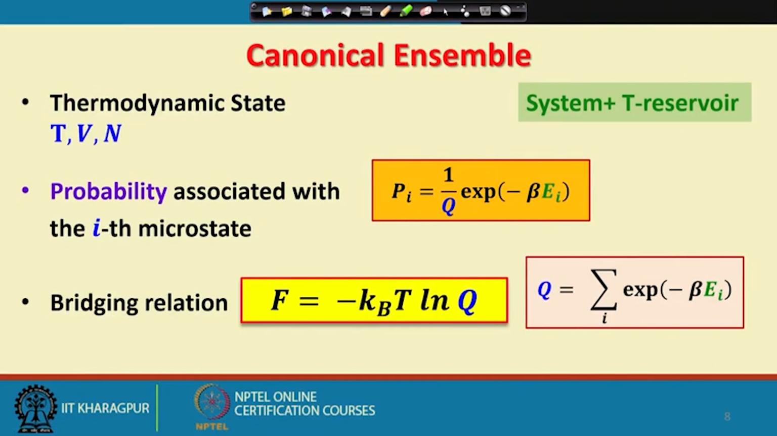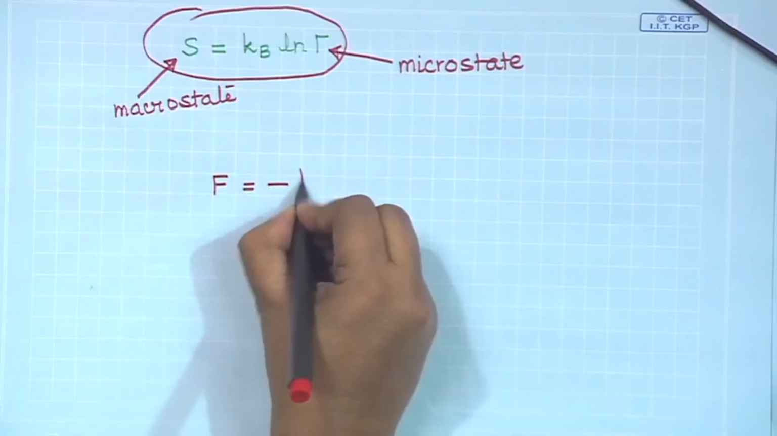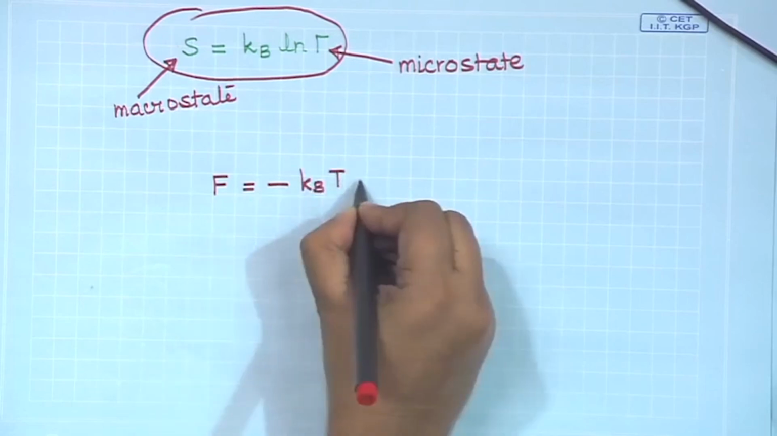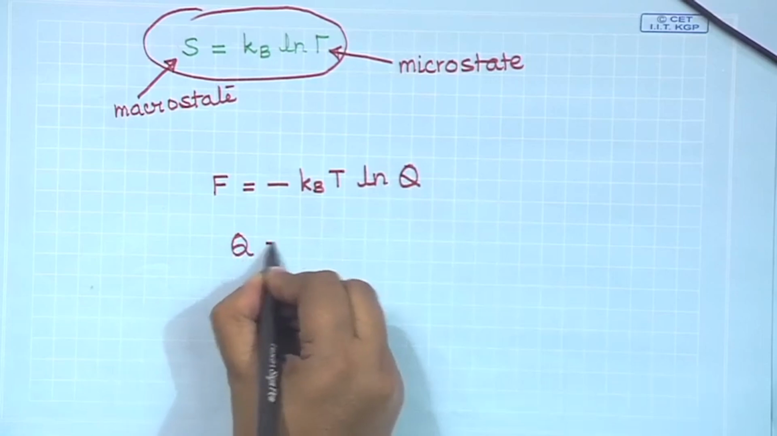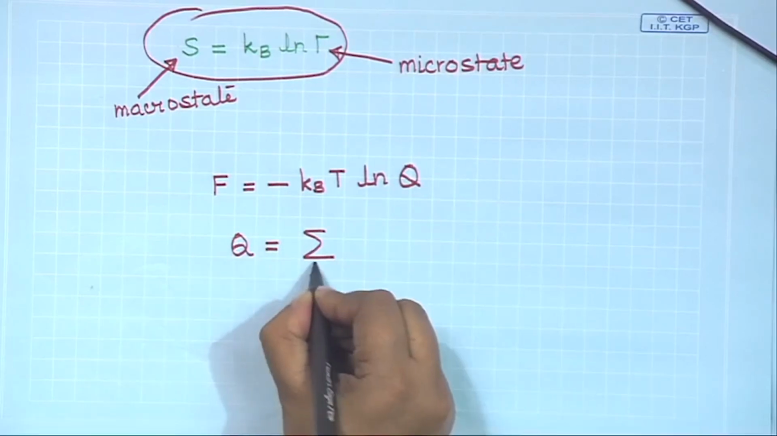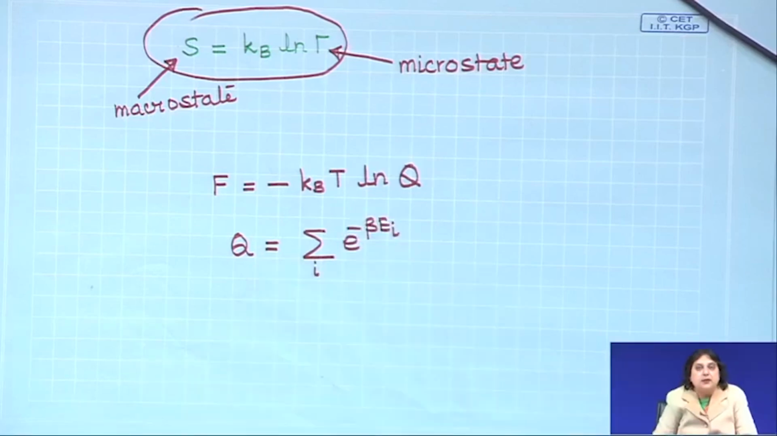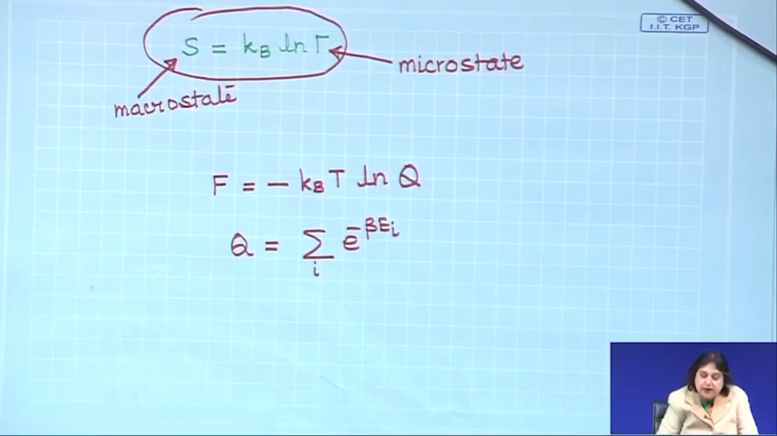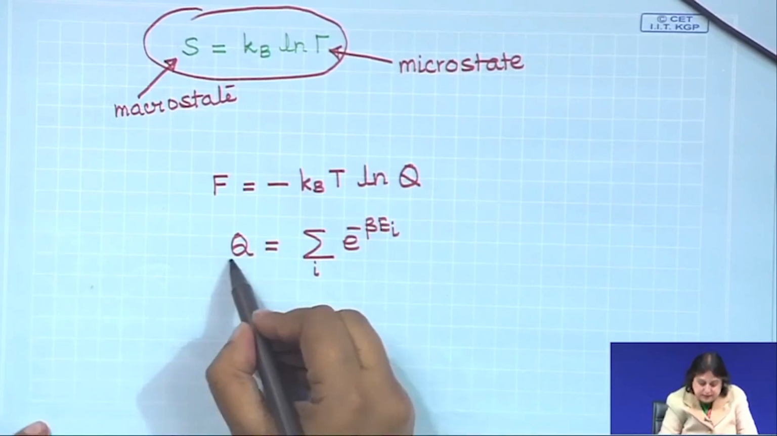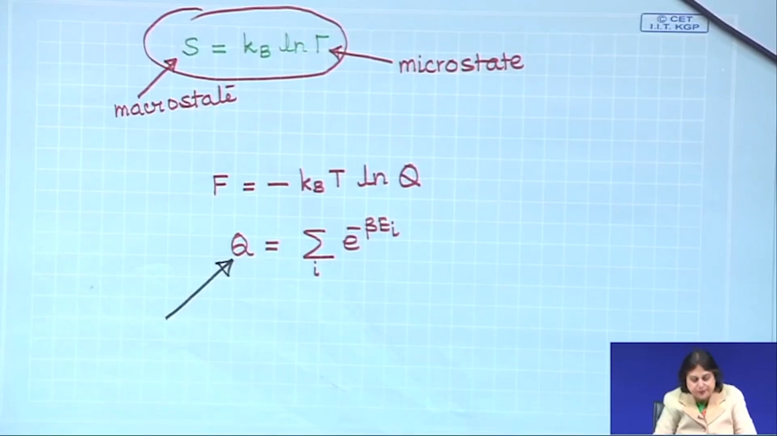So, now let us have a look at what we have achieved over here. F is equal to minus Kb T ln Q. Now, what is Q? Q is equal to summation over i of e to the power of minus beta Ei. So, as you see, all the microscopic information that you can ask from a given system is contained within this normalization constant Q.